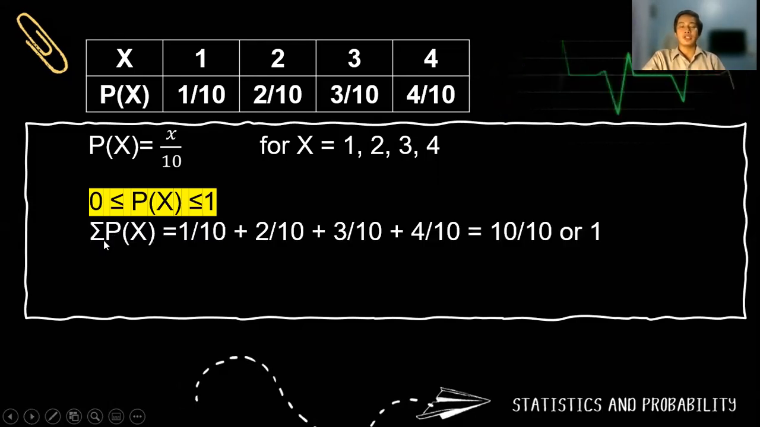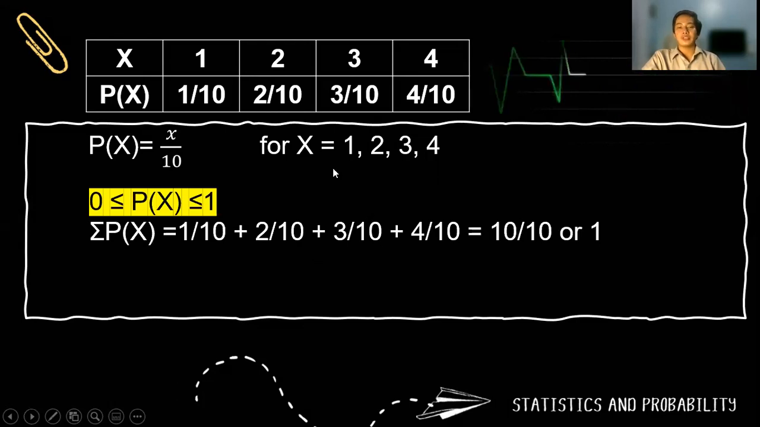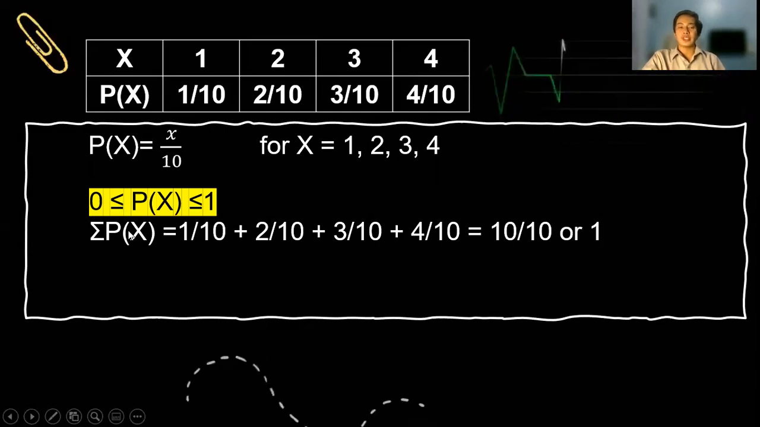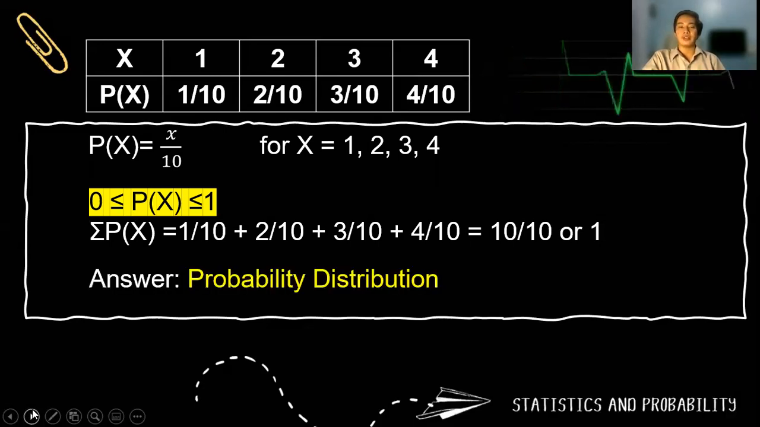So we have the summation of the probability of the random variable x is equal to 1 over 10 plus 2 over 10 plus 3 over 10 plus 4 over 10. So 1 plus 2 plus 3 plus 4 is 10, and we copy the common denominator, that is also 10. And we know that 10 divided by 10 is equal to 1. So therefore, it possesses both properties. The given example is called a probability distribution.